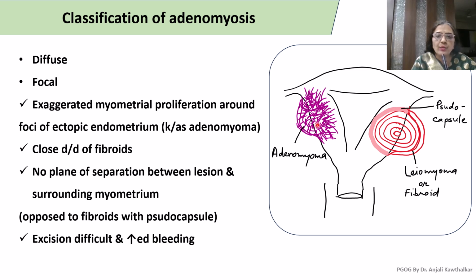But whenever we want to excise an adenomyoma, it is always a difficult procedure. The reason is there is no actual plane of separation here. It comes out in piecemeal, and it is comparatively not a very smooth surgery, and it leads to opening up of more blood vessels, leading to increased intraoperative blood loss. So that is the main difference between leiomyoma and adenomyoma. Really, as far as surgical removal goes, there is no plane of separation for adenomyoma, whereas there is a plane of separation leading to ease in the removal of leiomyoma.